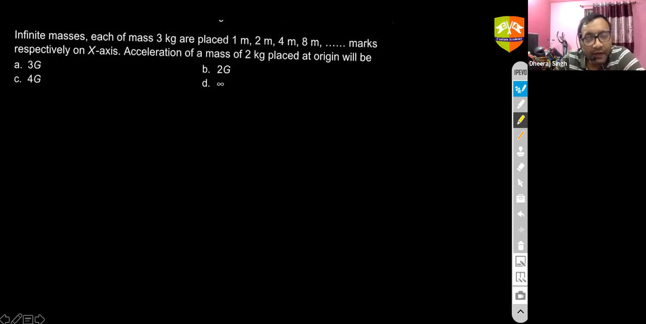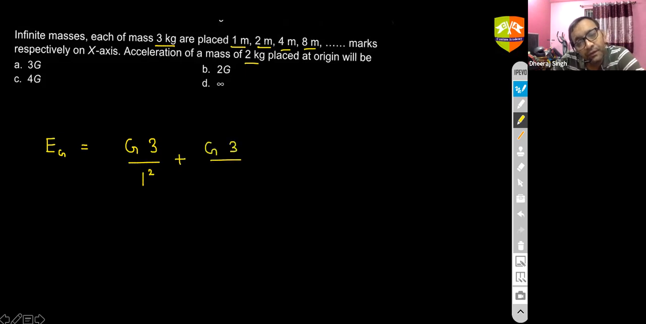All right, so we have infinite masses, each of mass 3 kg, placed at 1, 2, 4, 8 meters. What will be the acceleration of the 2 kg mass at the origin? We'll find the gravitational field due to all of them. It will be equal to minus G times 3 kg divided by 1 square, plus G times 3 kg divided by 2 square, G times 3 kg divided by 4 square, and so on.